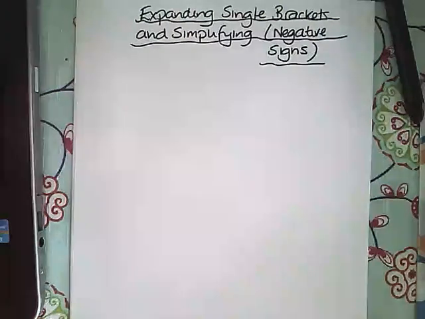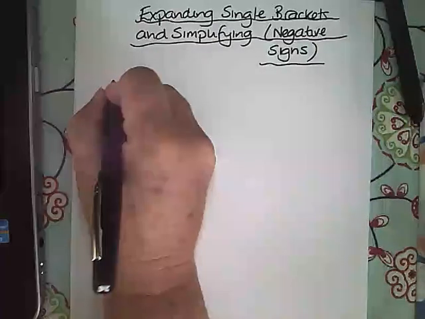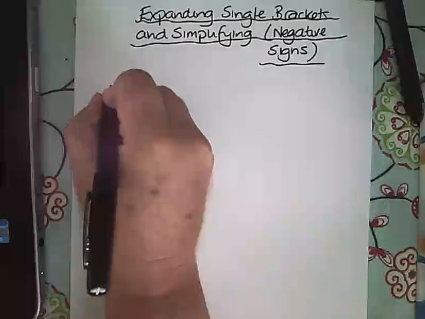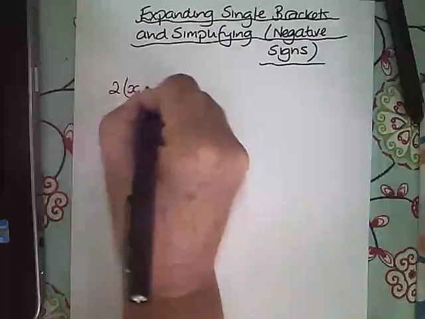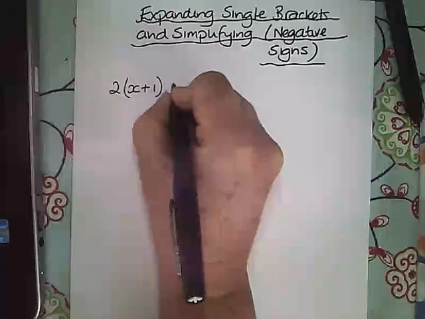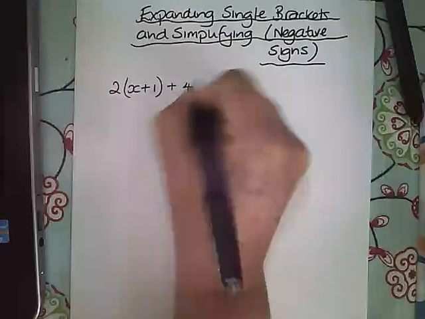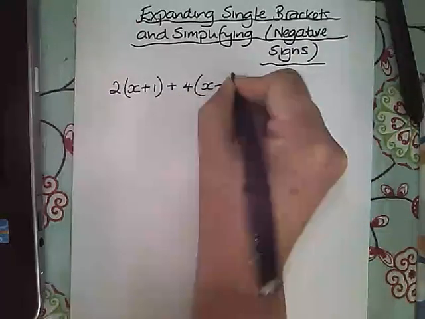Hi, and welcome to the second part of expanding single brackets on Kirby Maths, and we're going to look at what happens when you've got some negative signs to be careful of. Let's have a look at this example of expanding and simplifying. So if I had 2 brackets x plus 1, add 4 brackets x minus 2.